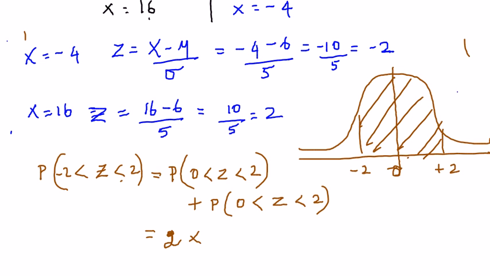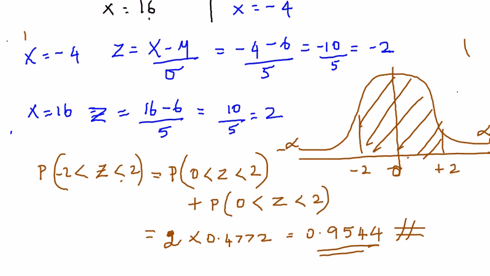What is the value for the area between 0 to 2? Again, this will be given in your exams. It is 0.4772. So when you multiply 2 with 0.4772, you know that the answer is 0.9544. So this is the answer. Very, very simple sum. Remember to draw this diagram here, and of course, you need to mark the values of z. So mention all of that cleanly, and it is very, very easy for 10 marks. So please don't miss it.